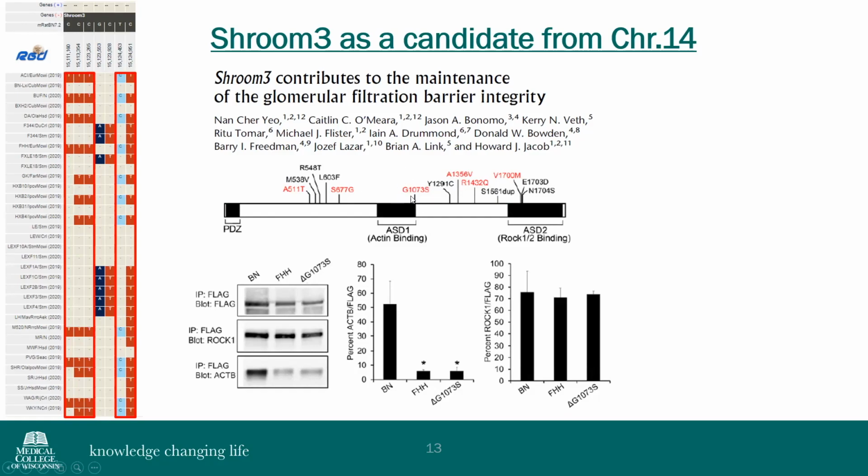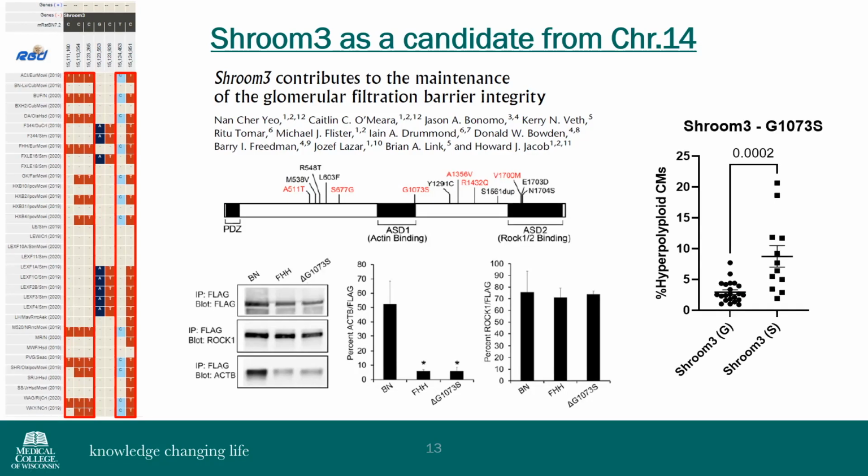basically bring it down to just this G1073S variant in the actin binding domain as a variant that was damaging in the kidney. This was because this variant was able to reduce the actin binding affinity. When we look at the strains of the HRDP that have this G1073S variant, we found that the strains that have higher hyperpolyploidy also more often harbor this S at the 1073 position.